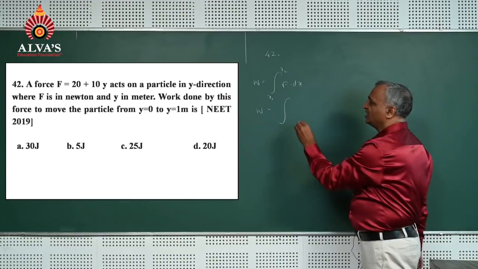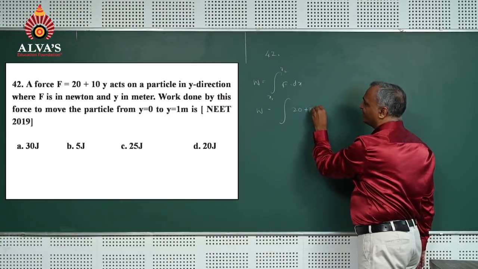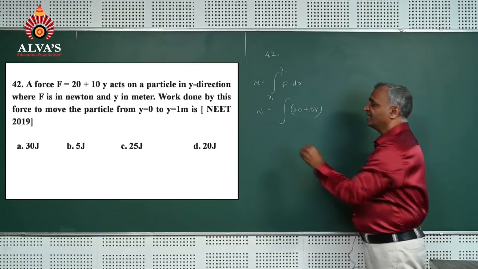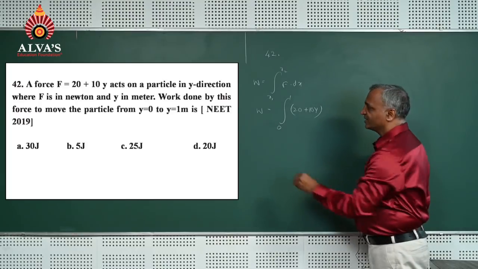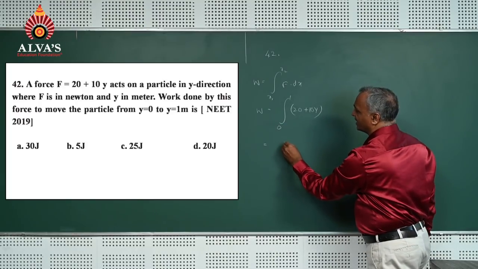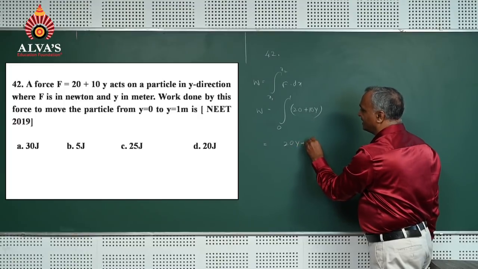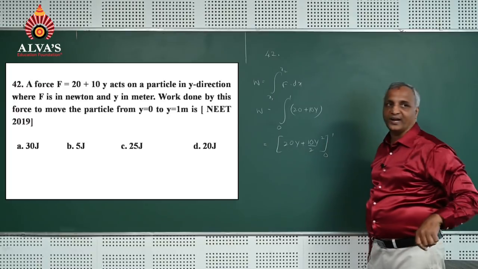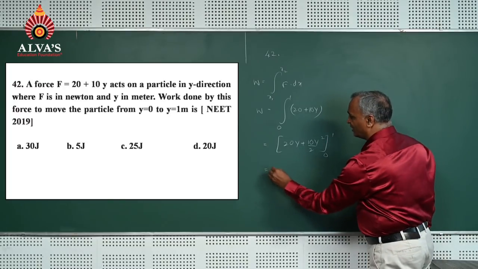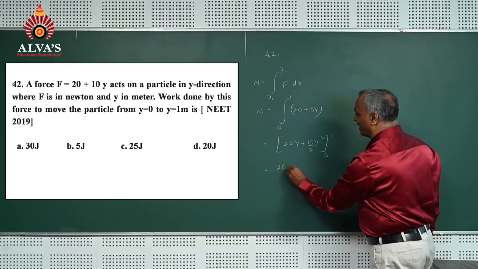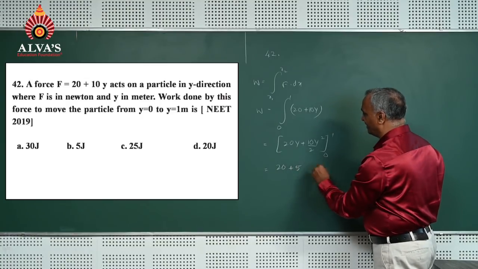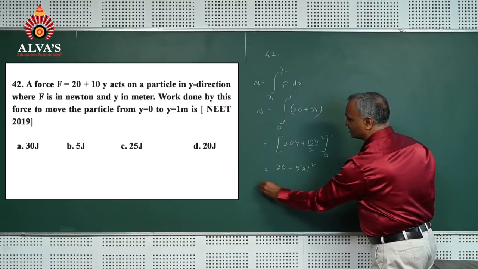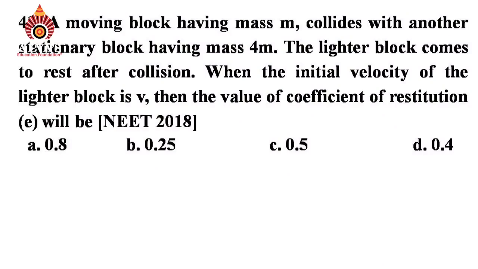integration of 20 plus 10y between the limits 0 and 1. So let me integrate this. So I am going to get 20y plus 10y square divided by 2 between the limits 0 and 1. So this will be 20y is 1 plus this is 5y square is 1 square. So I am going to get 25 joule is the work done. So I will go for option C.